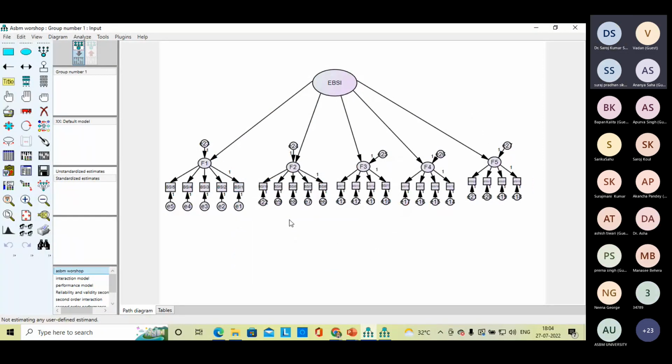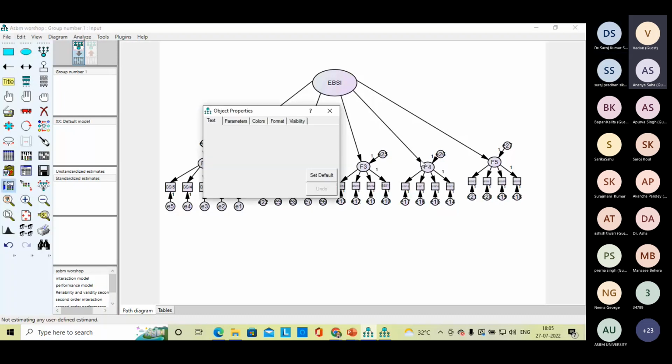Sorry. See, all of you please look at here. Out of the 5 relationships of EBSI to F1, one must be constrained as 1. Any one must be constrained as 1. Please click on any arrow mark. Please double click. All of you please double click here, anywhere.